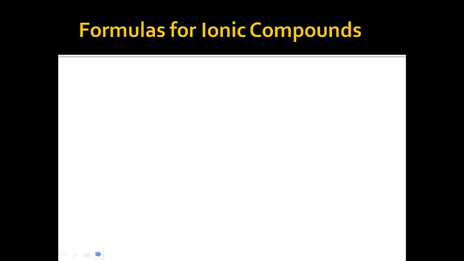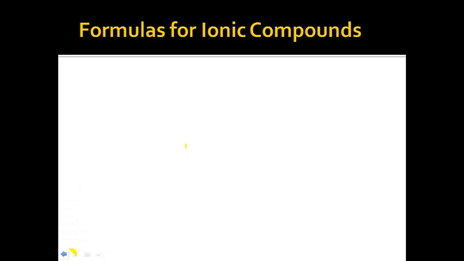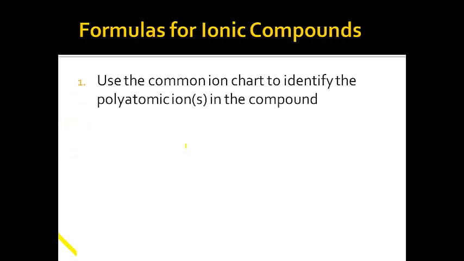Let's look at some examples of how to write formulas. Writing formulas for ionic compounds with polyatomics is very similar to that with binary ionics. The first step is to look at the periodic table and see if you can identify the ions. Use the common ion chart to identify the polyatomic ions in the compound. Again, if you look at the periodic table and you don't recognize the ion name in there, then the odds are you have a polyatomic.